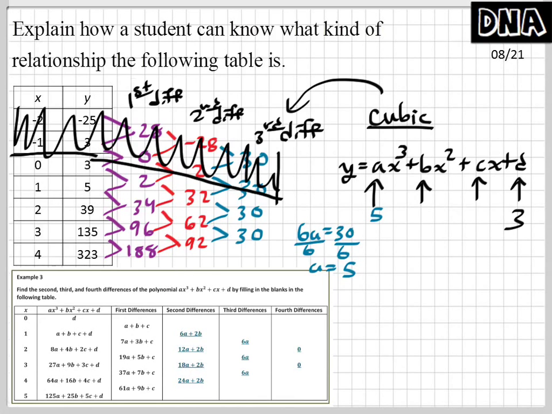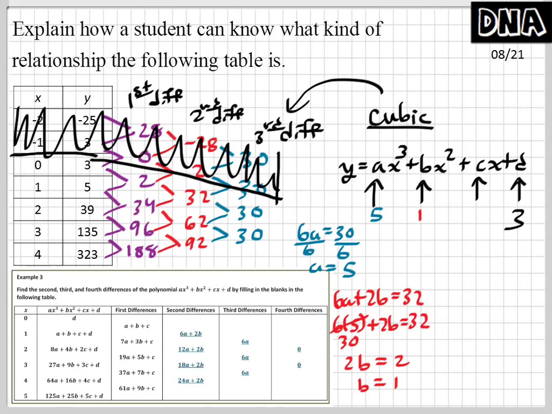So we're going to say 6a plus 2b equals 32. Because that number 32 and 6a plus 2b line up with each other. Those are equal. And since we know what a is, we could plug 5 into that and find out what b equals. So that would be 30. When I subtract 30 from both sides, I get 2b equals 2 and b equals 1. So now I have the a, the b, and the d.